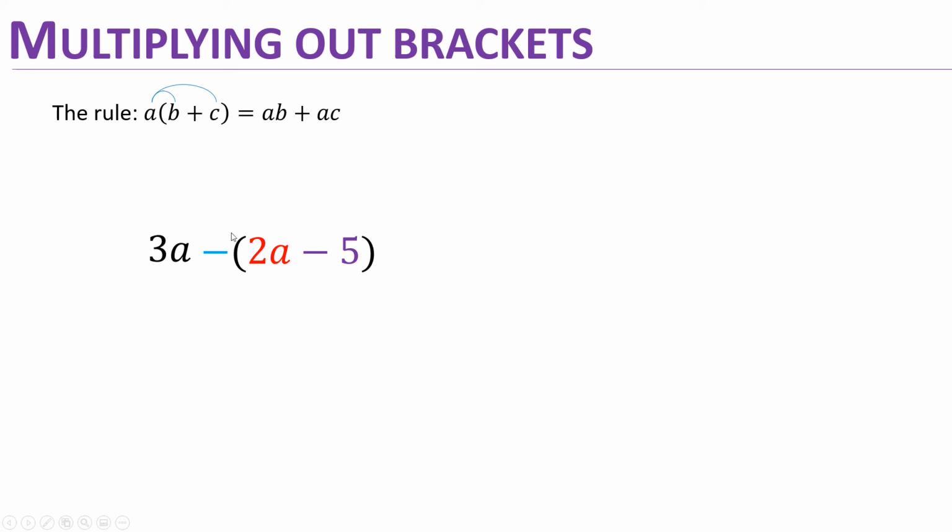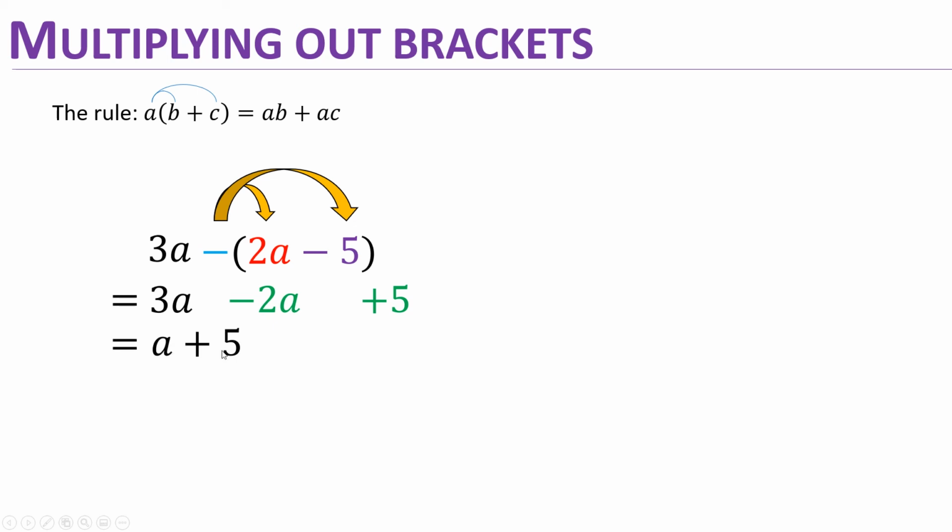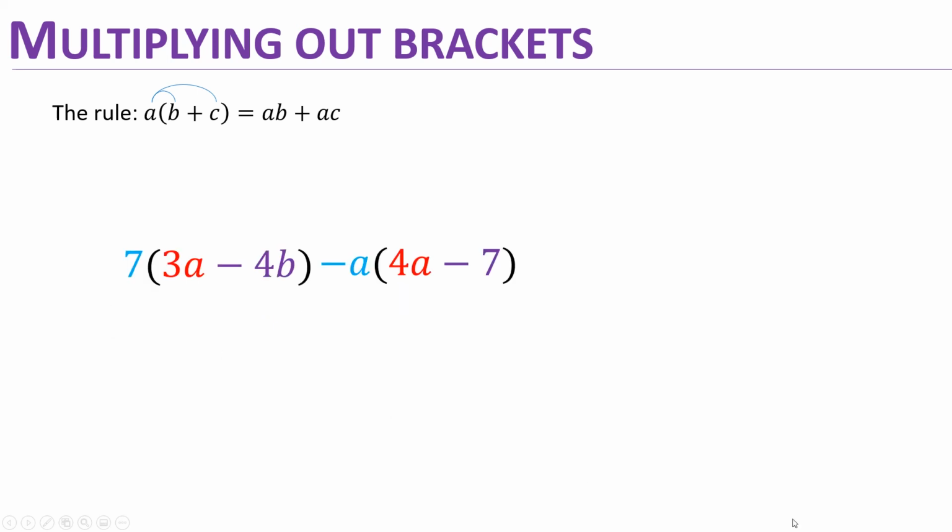So when we simplify this formula, we copy the first term, then we start multiplying out the brackets. Negative 1 times 2a is minus 2a, and negative 1 times negative 5, that is positive 5. And we can simplify this. 3a minus 2a becomes a, so we get a plus 5. A final example involving two pairs of brackets. We resolve this as follows.